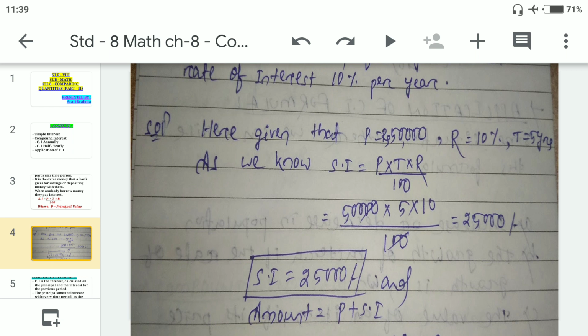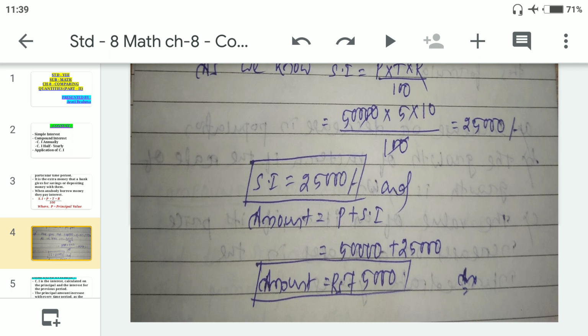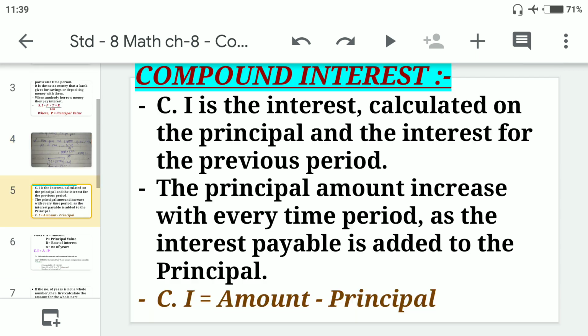So this is the simple interest, and the amount, how to calculate it? Now P plus SI, that means this 25,000 you have to pay extra. So finally what is the total amount you have to pay? Now the principal value, that money you have invested, plus 25,000, that is 75,000. So this is the total amount you have to pay at the end of these 5 years. Alright, so this is all about simple interest.